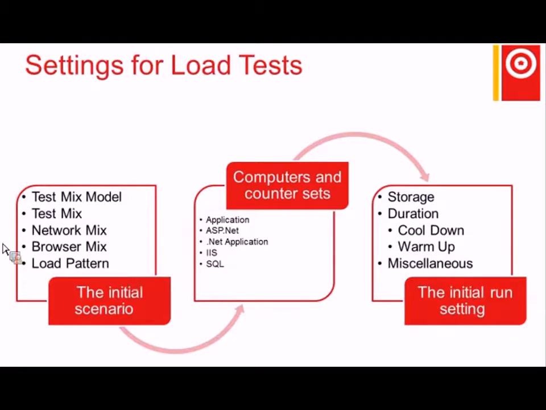We can also specify our browser mix. Our browser mix allows us to specify that 10% are running this version of Firefox, 10% this version of Firefox, 20% this version of Chrome, another 10% this version of Chrome, 10% this version of IE, 10% this version of IE, and 10% this version of IE. It allows us to specify exactly what proportions we're going to be running different browsers in.